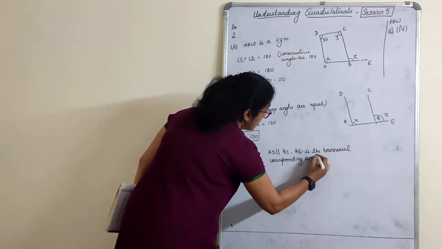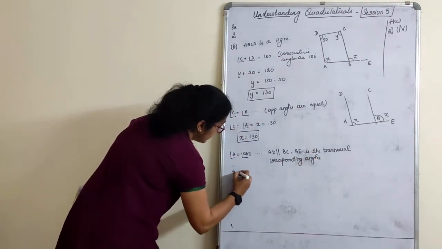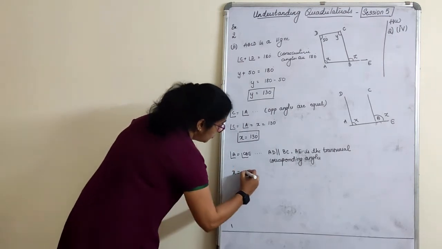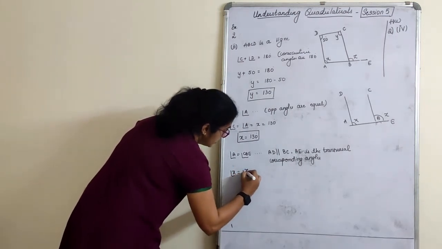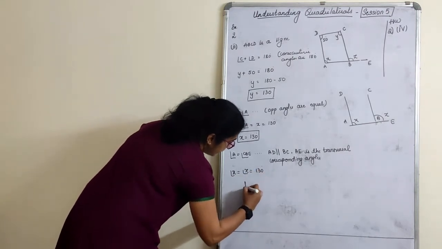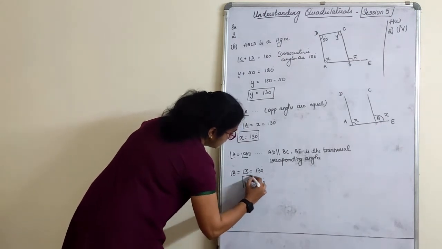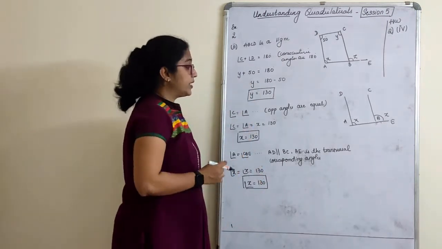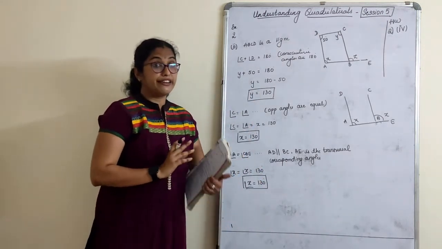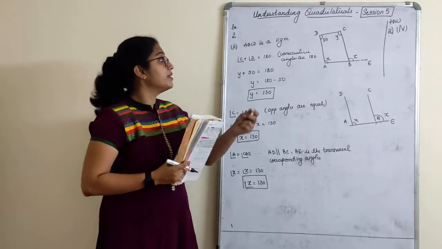Corresponding angles are equal. What is angle A? Angle A is X is equal to angle Z. Angle X is equal to 130 degree. Therefore, angle Z is also equal to 130 degree, because angle X is 130. This is one rule we can use. If you do not want to find it like this, I will be telling this orally.